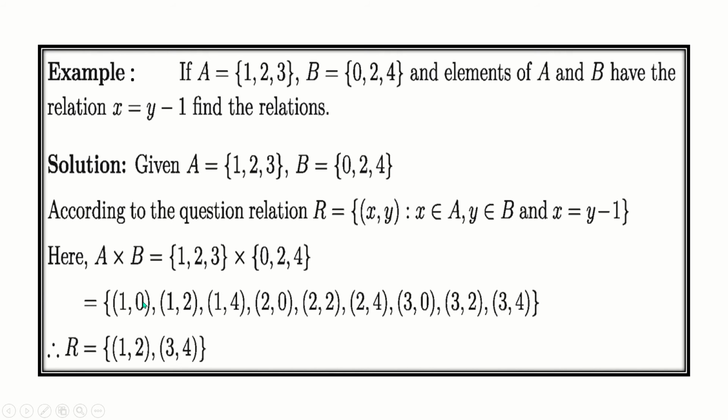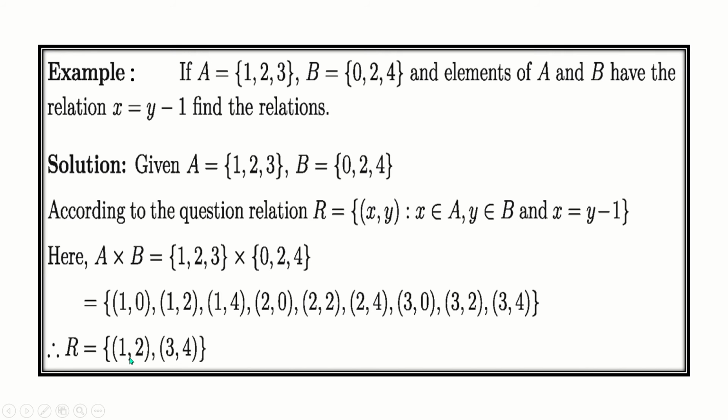The Cartesian product will be (1, 0), (1, 2), (1, 4), (2, 0), (2, 2), (2, 4), (3, 0), (3, 2), (3, 4). As x equals y minus 1, when x is equal to 1, then y will be 2. That means 2 minus 1 equals 1. That means left side and right side are equal. So this relation will satisfy this condition.